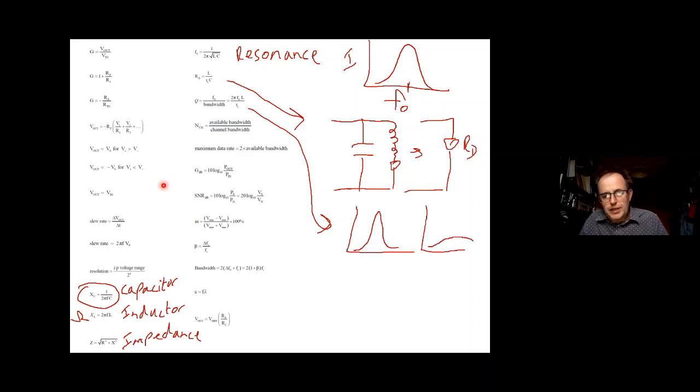You've also got a Q factor. With a Q factor, you've basically got a value to do with filters. You can have a sharp Q factor, which is good selectivity, and you can have a low Q factor as well, which is bad selectivity. We'll be looking at those today.